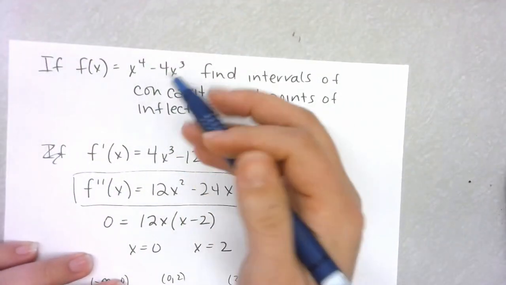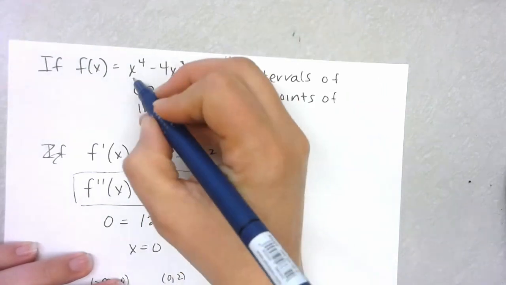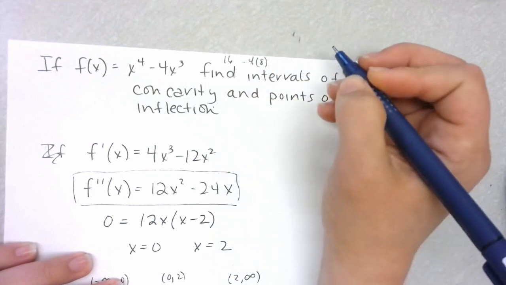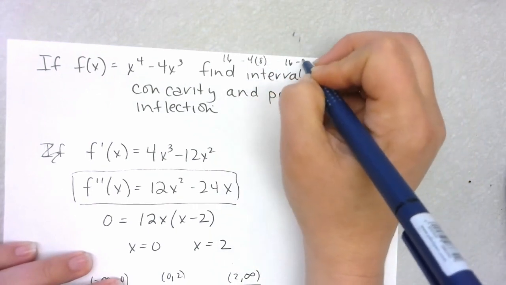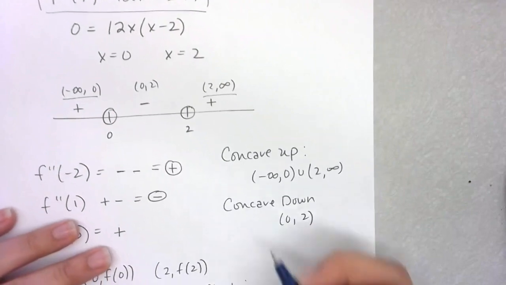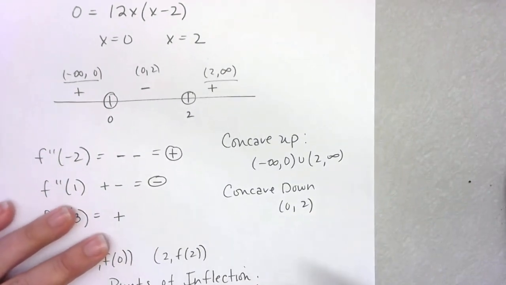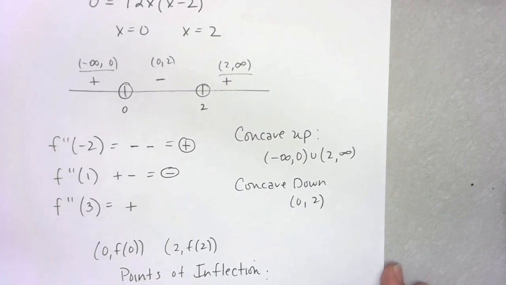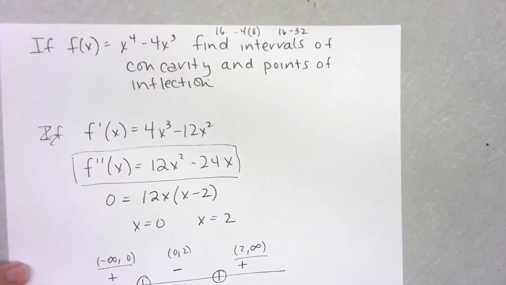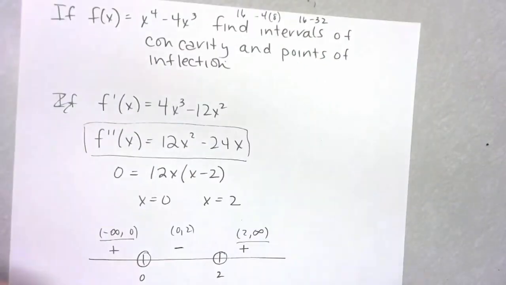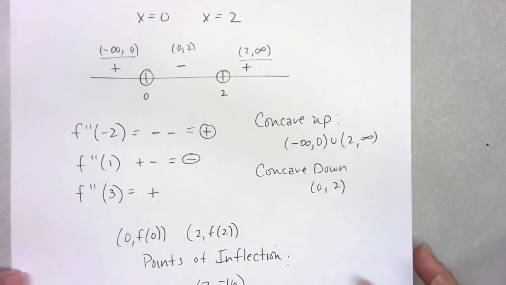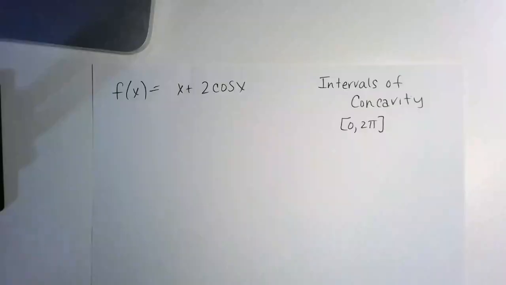If I plug in 2 here, then I get 16, because 2 to the 4th is 16, minus 4 times 8, because 2 cubed is 8. So I get 16 minus 32, so my y-coordinate here is negative 16. So my 2 points of inflection are at 0, 0, and 2, negative 16. I encourage you to graph this, right? Look on Desmos, go graph this and see what you see at these points. Hopefully you can interpret the concavity there.